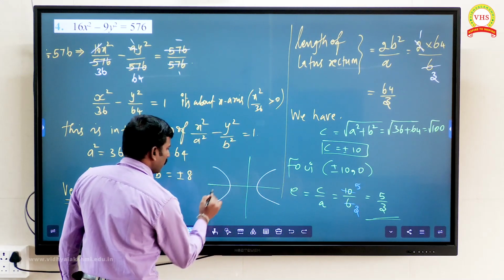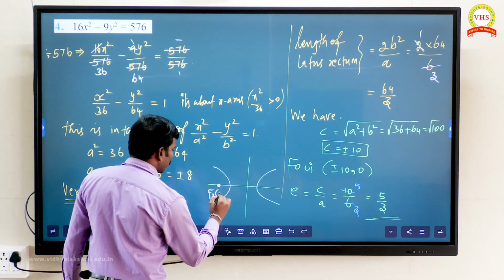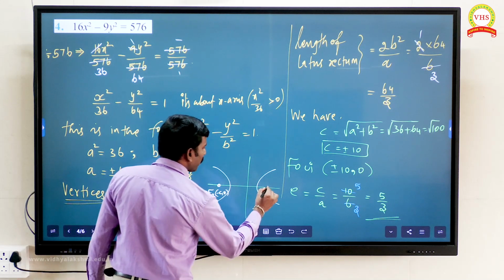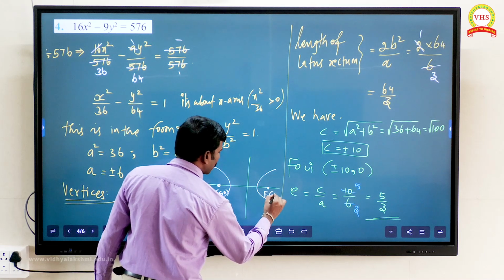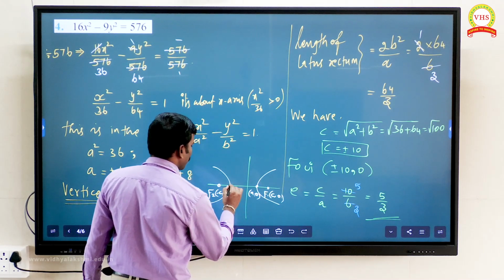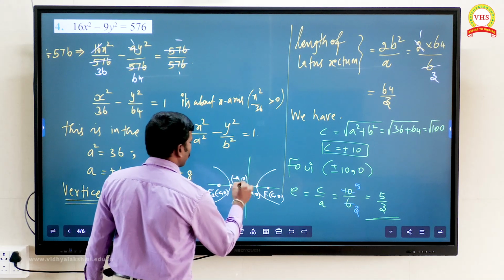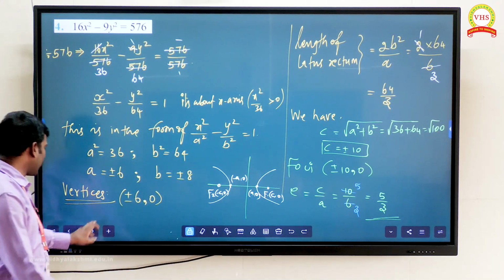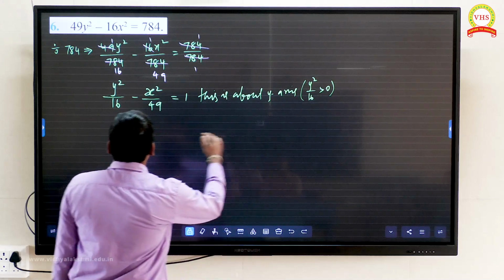Like this. The focus is minus c comma 0. Here the focus is plus c comma 0. The vertex is a comma 0, and this will be minus a comma 0. These things you can mention. Generally, if you want to mention, you can mention like that.